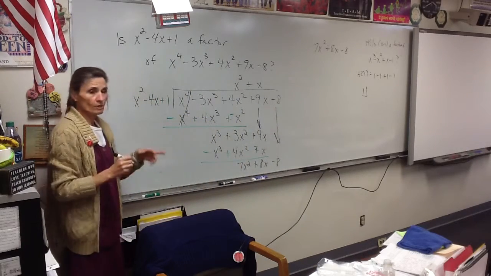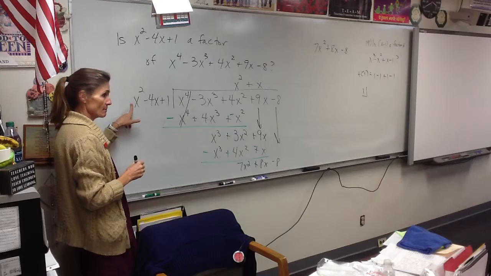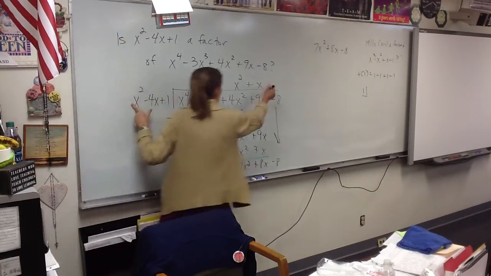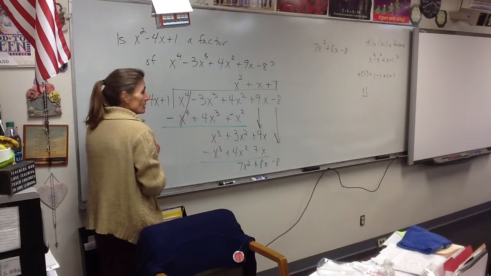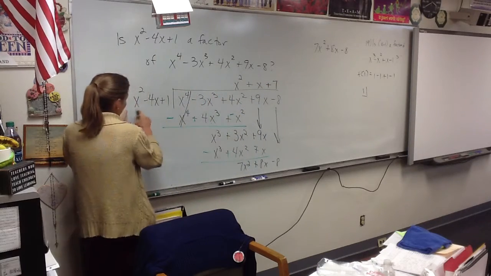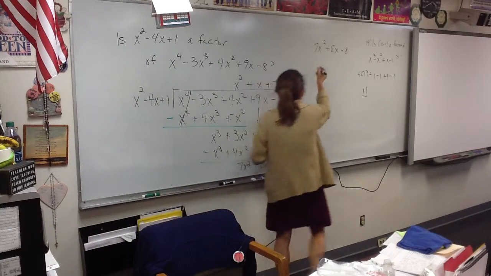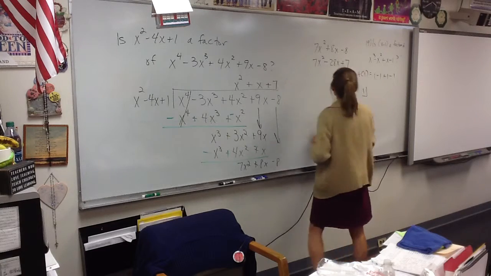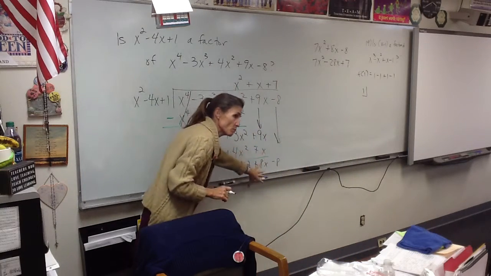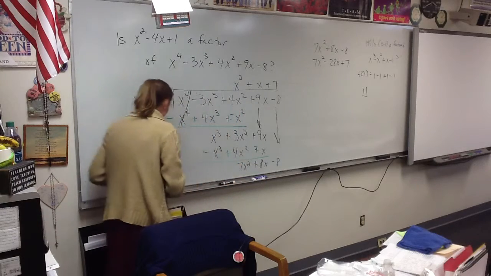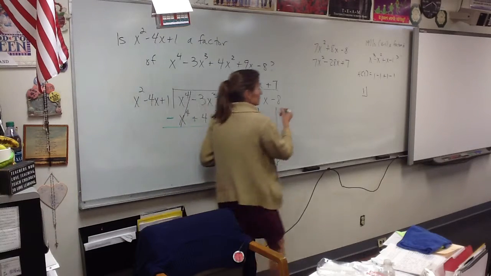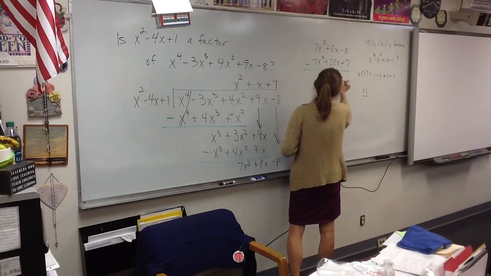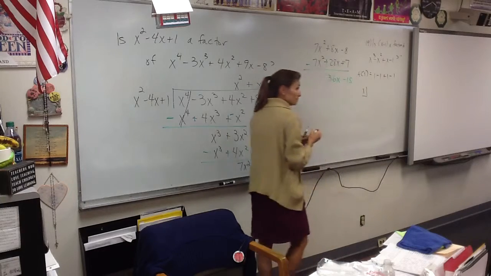Now I start all over again. What do I have to take times x squared to get 7x squared? 7. So then I'll take that 7 times all of these. That would give me 7x squared minus 28x plus 7. Remember, that's supposed to be written down here. And then what? Subtract. So I have 36x minus 15.